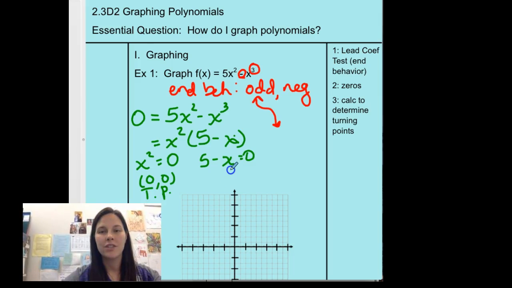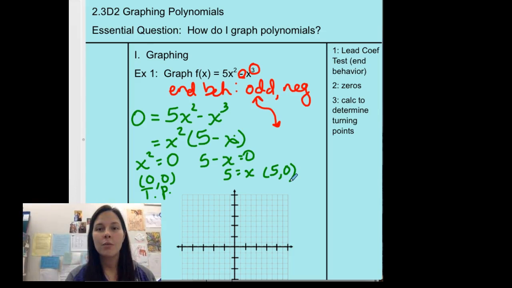Solving our second equation, instead of subtracting 5, I'm going to add x to both sides so I can solve this in one step. My second zero is not repeated, so at (5, 0), the graph will cut through the x-axis. Let's take a look at what this looks like on the graphing calculator to see if there are any other turning points that we need to know about before we graph our function.